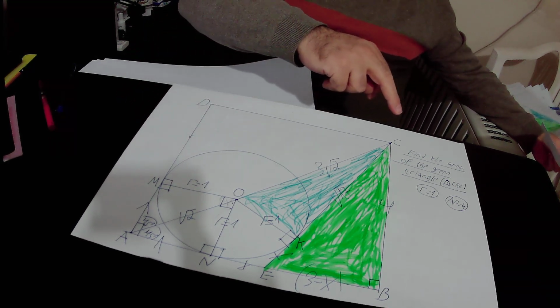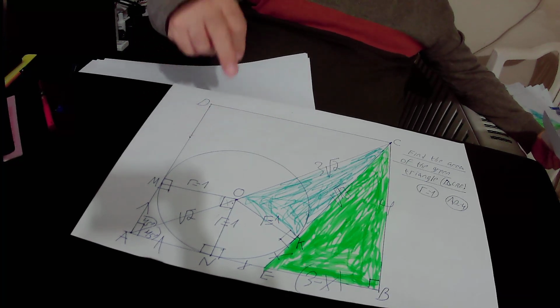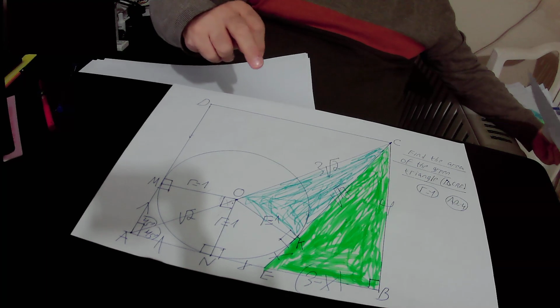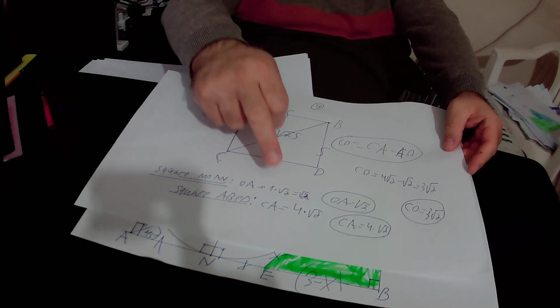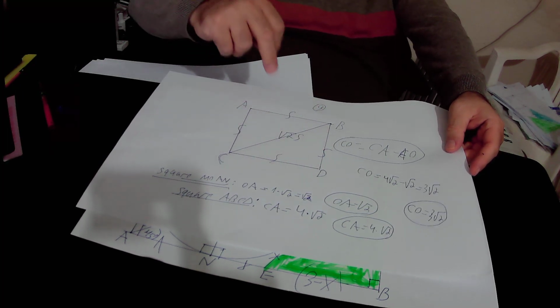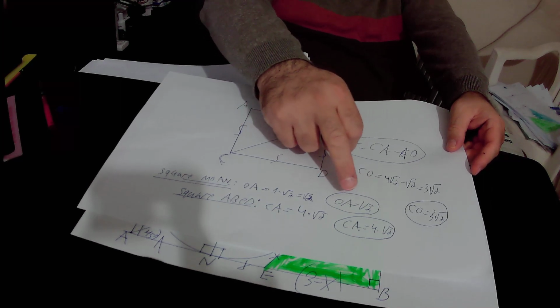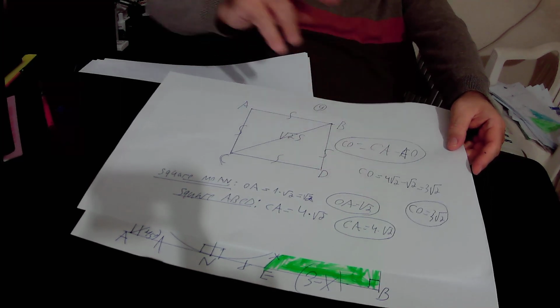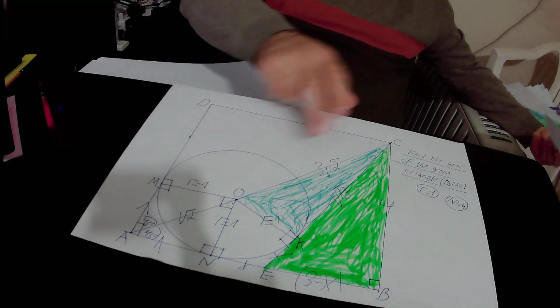Therefore, the length of diagonal CA will be equal to 4 times square root of 2 units according to rule number 7. So diagonal CA in square ABCD will be equal to 4 times square root of 2 units. So we found out that OA equals square root of 2 units and CA equals 4 times square root of 2 units according to rule number 7. And now we find the value of CO.